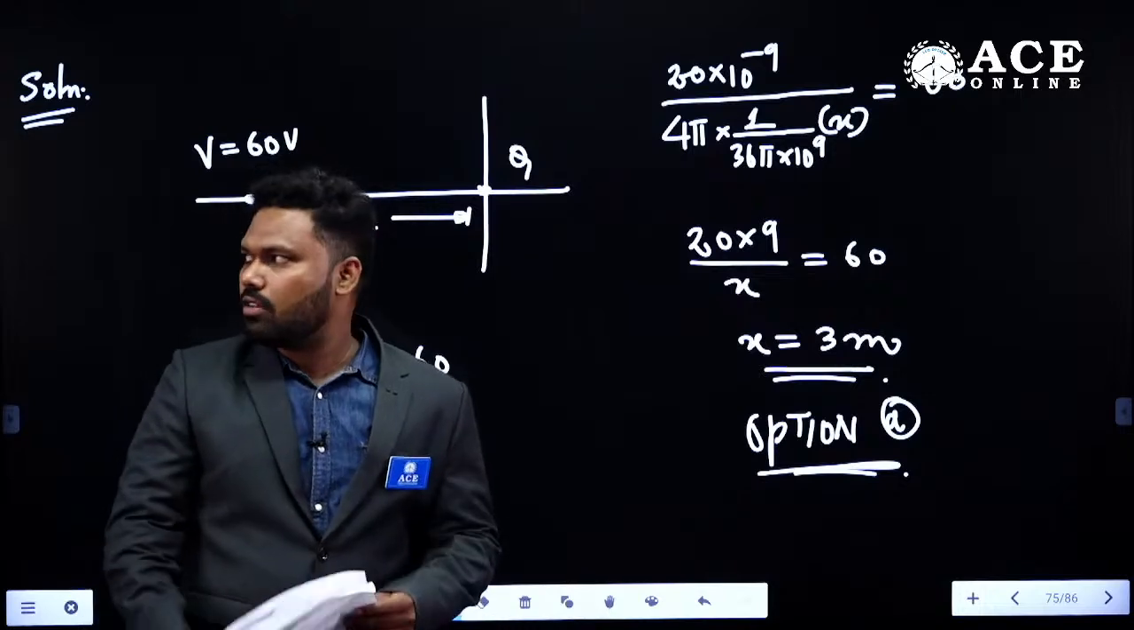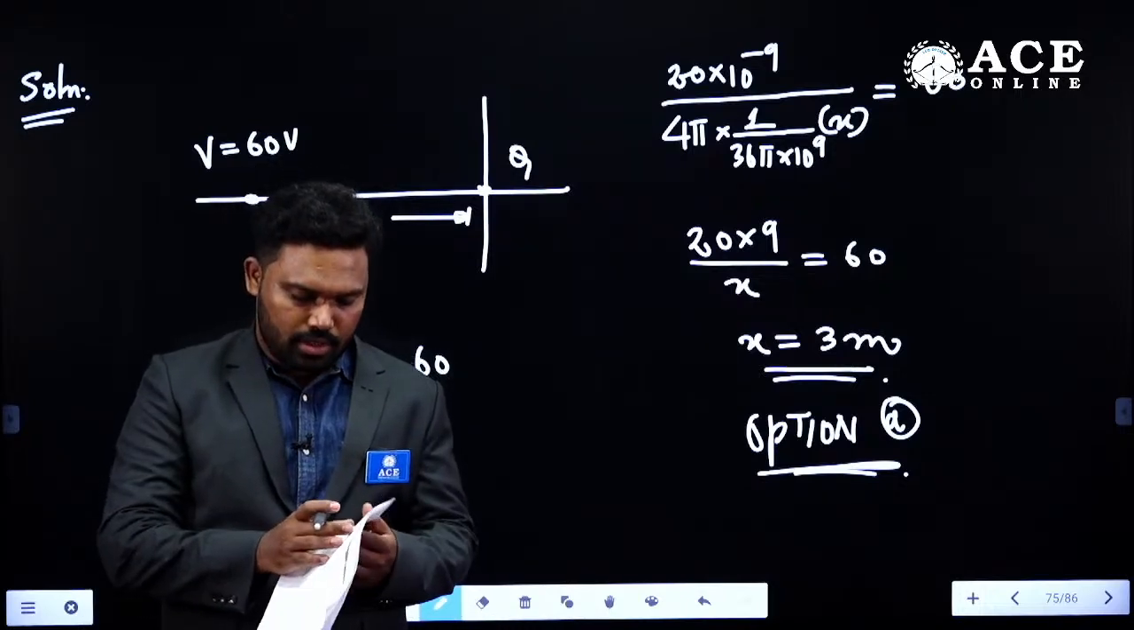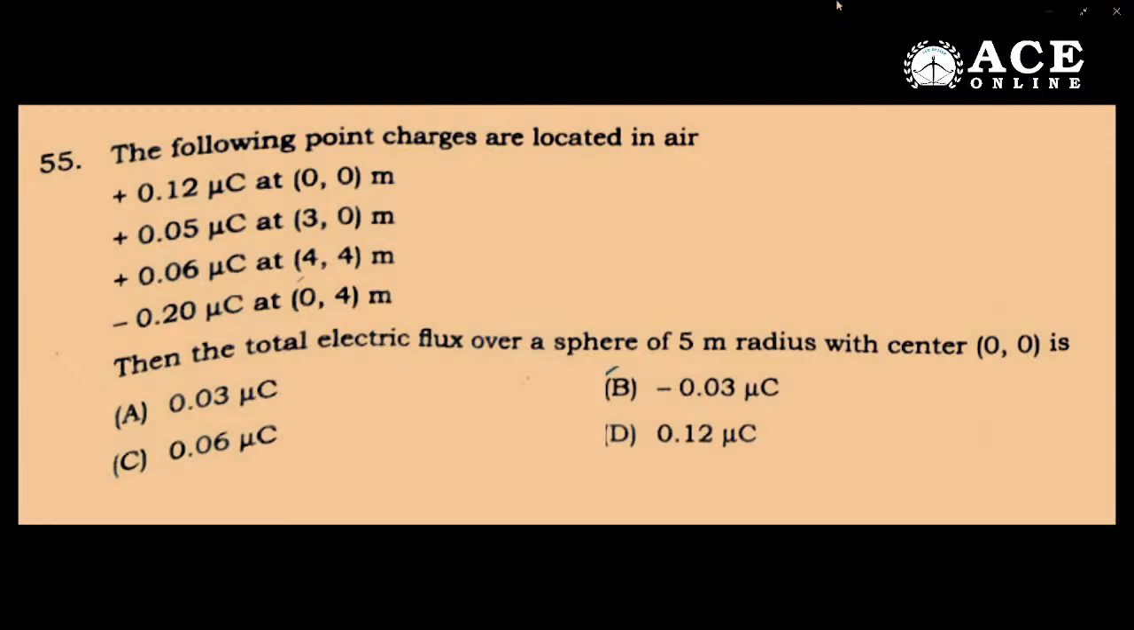Fine, let us have one more question. Question number 55, I will read out the question. The following point charges are located in the air: 0.125 microcoulombs at 0, 0; 0.05 microcoulombs at 3, 0; 0.006 microcoulombs at 4, 4; and minus 0.2 microcoulombs at 0, 4. Then the total electric flux over a sphere of 5 meters radius with center at 0, 1 is.